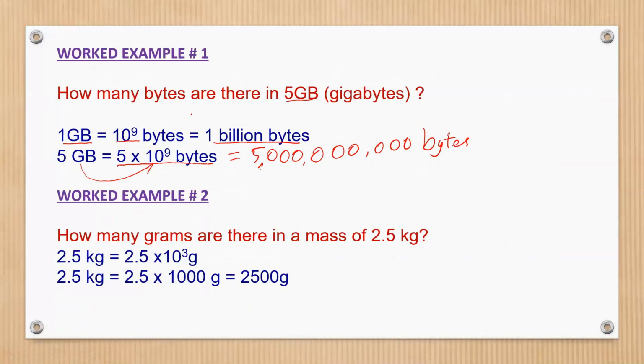Example 2. How many grams are there in a mass of 2.5 kilogram? So first, we are going to change the kilogram into grams. 2.5 kilogram, we can convert this way easily. 2.5 kilo means 1,000 grams. 1 kilo means 1,000 grams. And simply we can multiply to change into kilograms by using the prefix kilo.